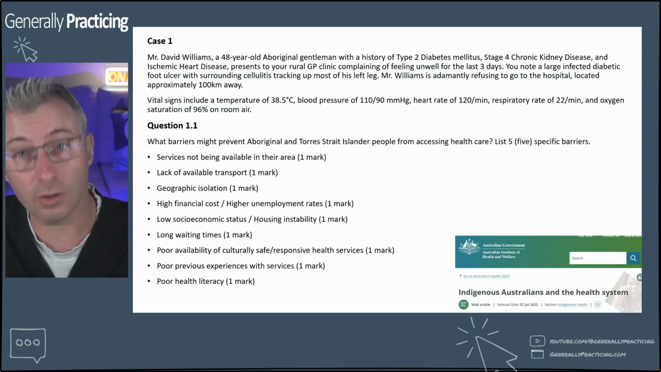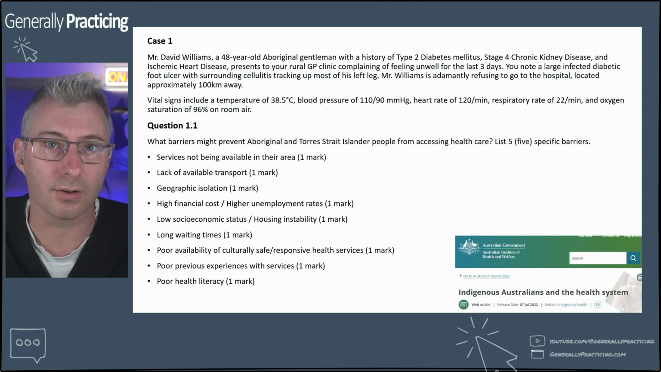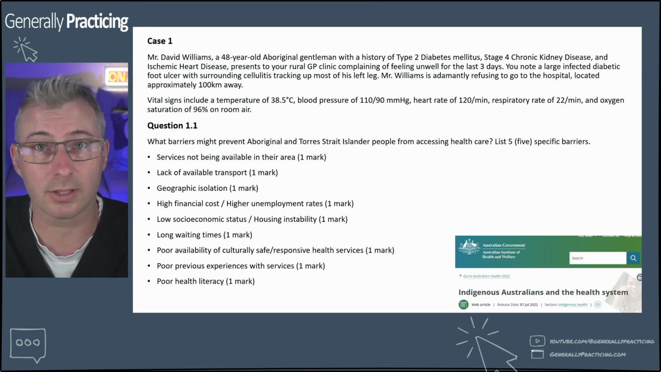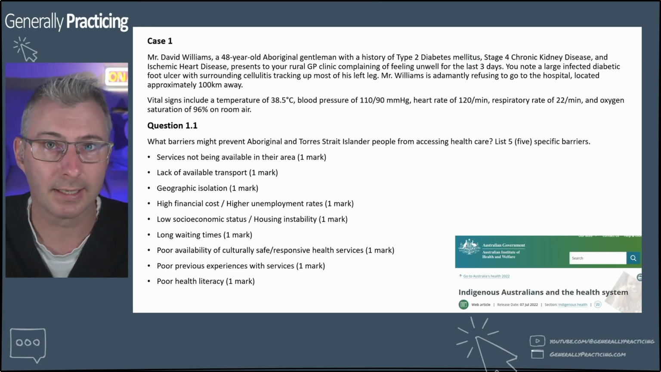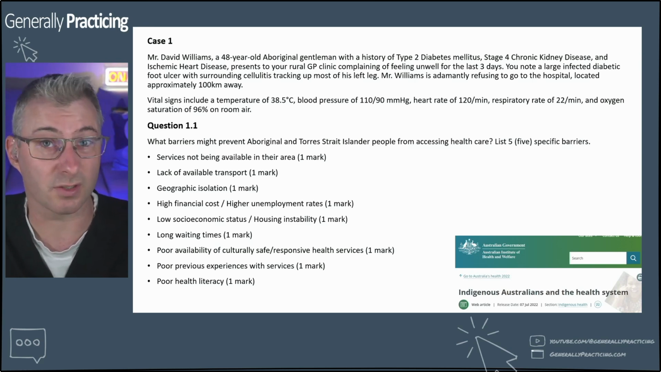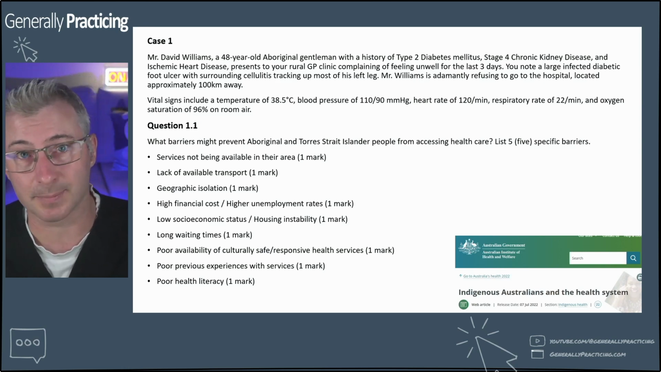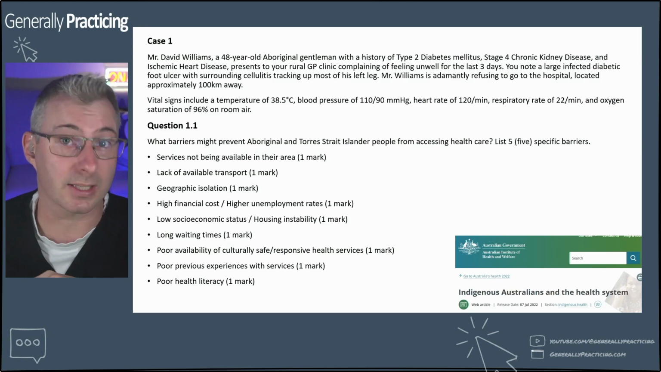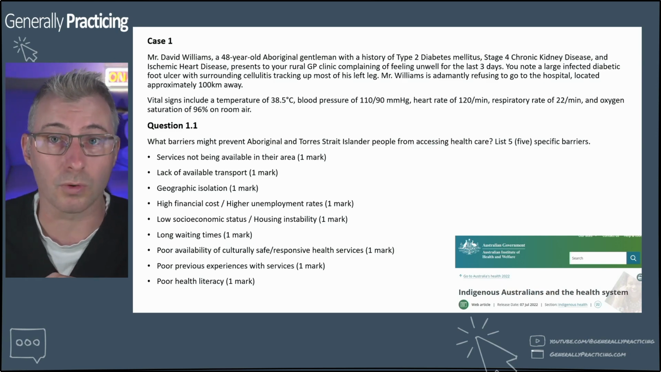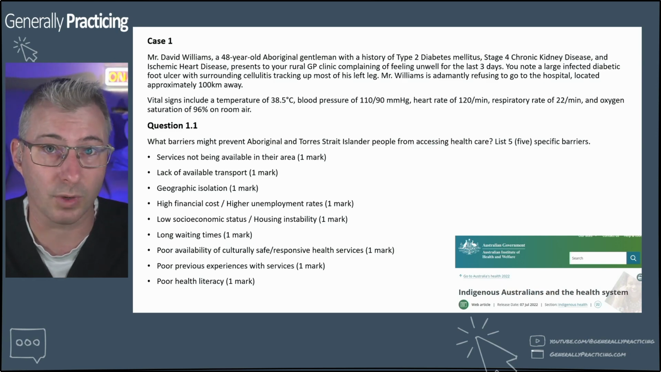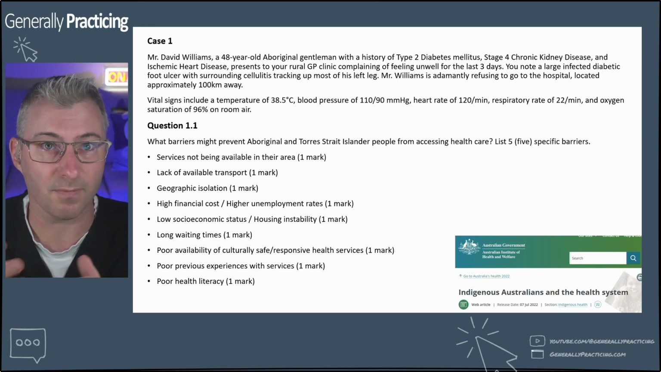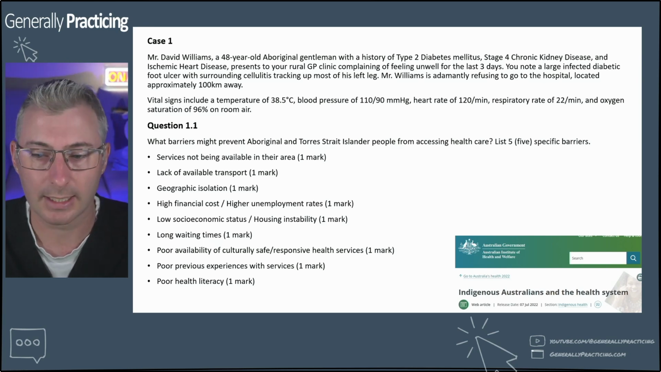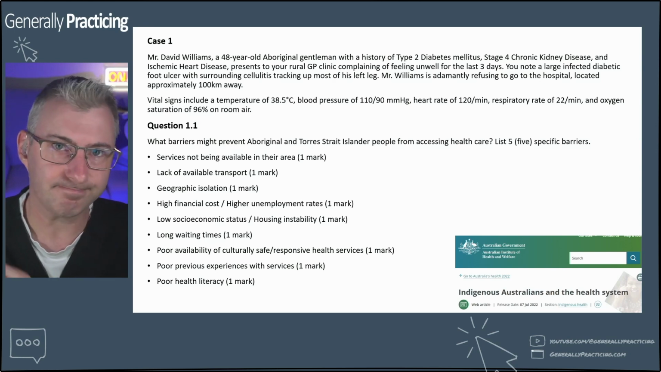Now, sadly, lots of things get in the way of giving Aboriginal and Torres Strait Islander people access to healthcare. First, of course, is services not being readily available in their area. Tied into that is geographic isolation. Often there are rural or remote communities where it doesn't make financial sense or viability in terms of opening services, so there is some interplay there.